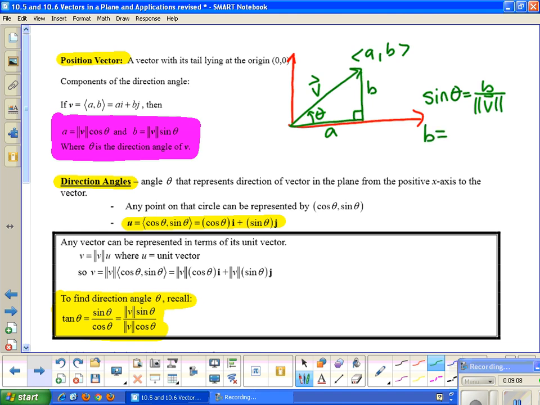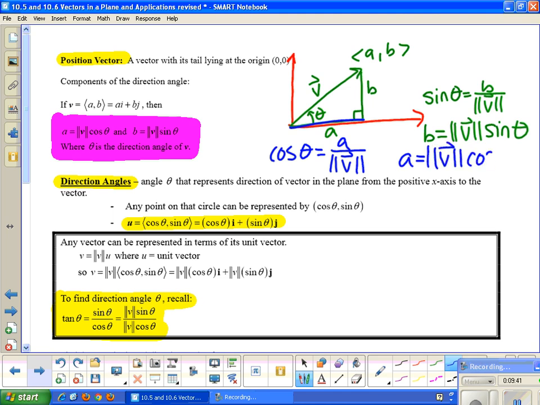So then b would be equal to the length or magnitude of the vector times the sine of the given angle. And then if I wanted to find a, I could do the same thing, except for a, I'm doing adjacent over hypotenuse, which is the cosine of the angle is equal to a over the magnitude of the vector. So a would be equal to the magnitude of the vector times the cosine of theta. So these are two more formulas that we have. Given the magnitude and the direction angle, we can find the components a and b by using these two formulas.